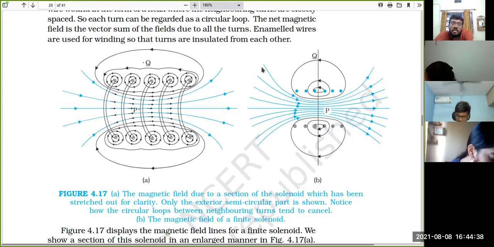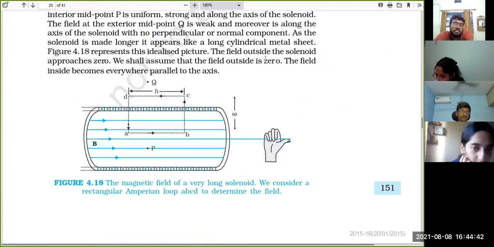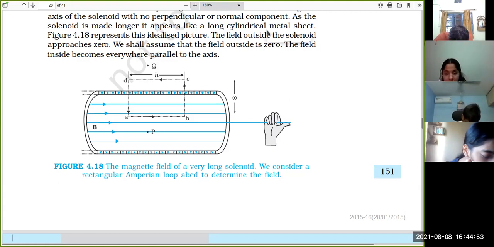Done? Have you made this diagram, everyone? Yes, sir. Next, make this diagram quickly, okay? Then we'll talk about this diagram. And yes, make this quickly.